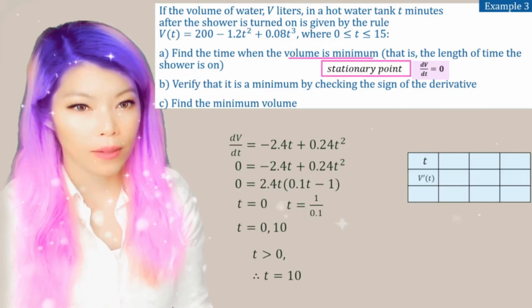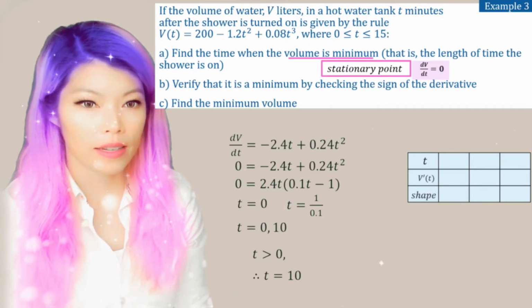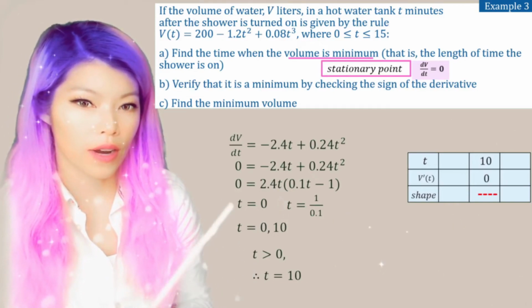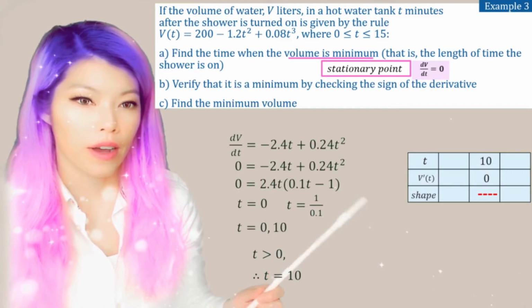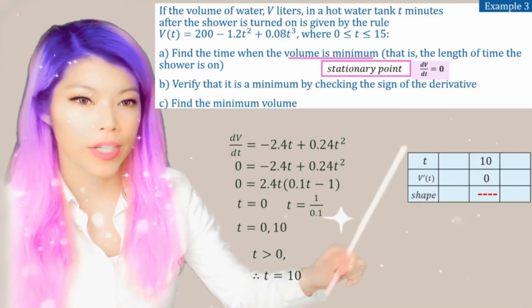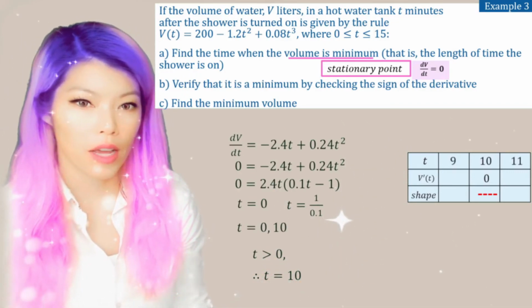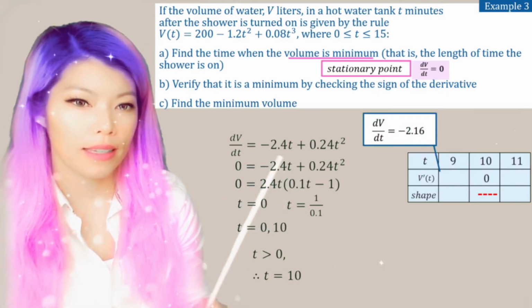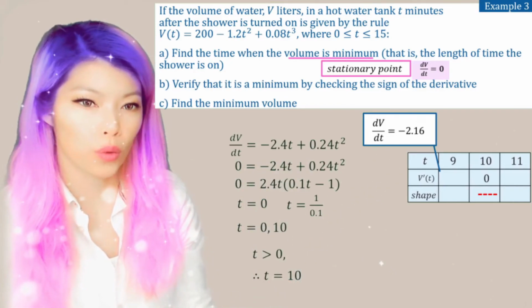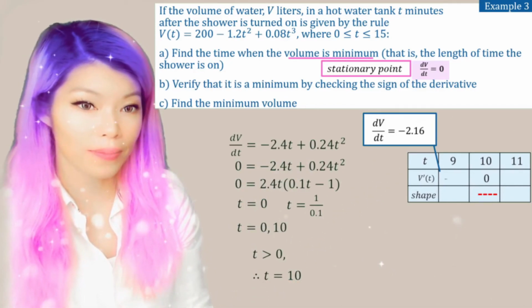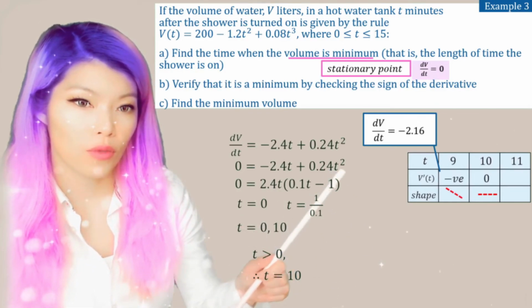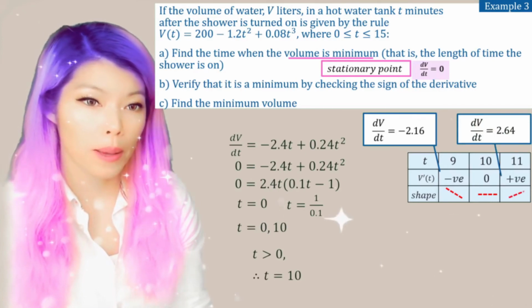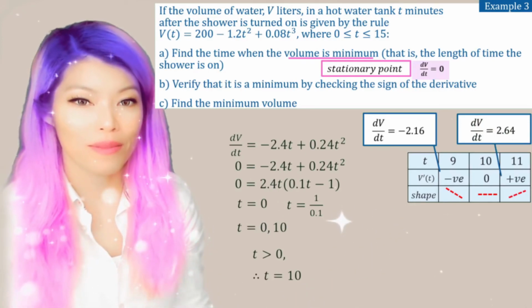Put a table in, put t, the gradient, and the shape. So t equals 10, we have the gradient 0, shape is flat. To verify if it's a minimum, we go to the left and the right again. To the left is 9, to the right is 11, and we plug it into this equation, the gradient. And for when t is equal to 9, we obtain minus 2.16. So use a calculator for this part. And then it's negative. And when we put in 11, we see that it is 2.64, which is positive. So we do have a minimum.